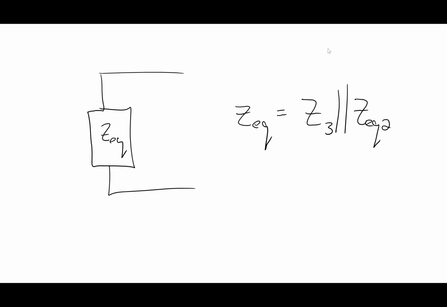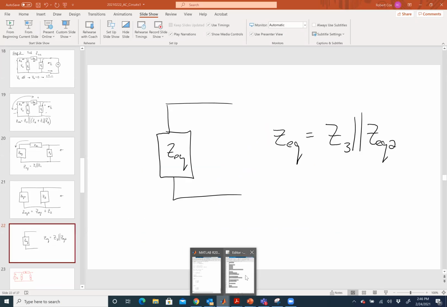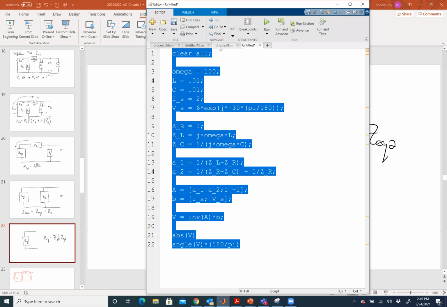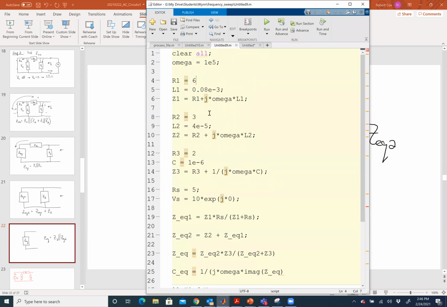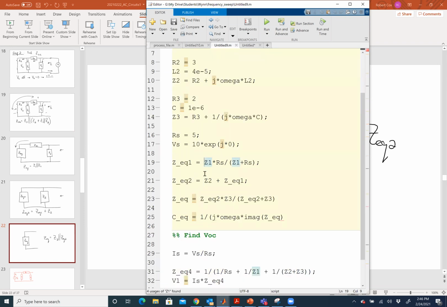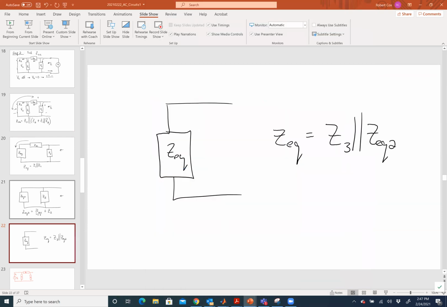And what I said last time is I have a piece of MATLAB code that I wrote, where I basically went through and defined all those impedances, Z1, Z2, Z3, right? And basically what I do is I just define ZEQ1, ZEQ2, ZEQ, following through that whole process. Okay, all right. Now, where we left off last time is basically, we got one other thing, right?